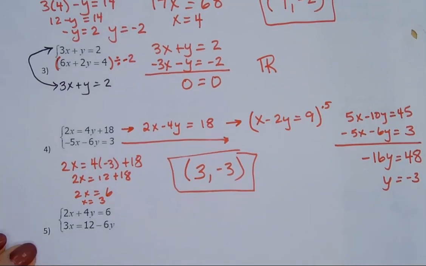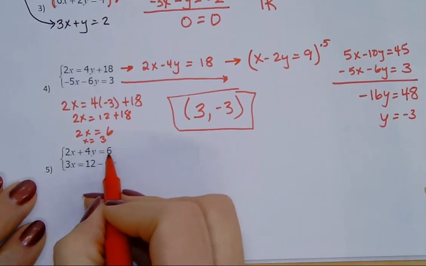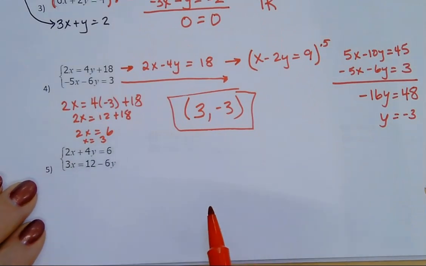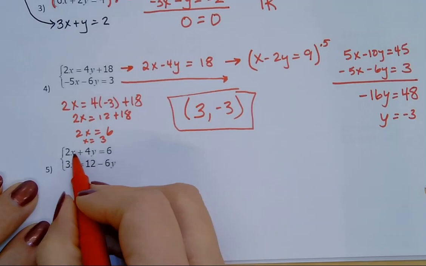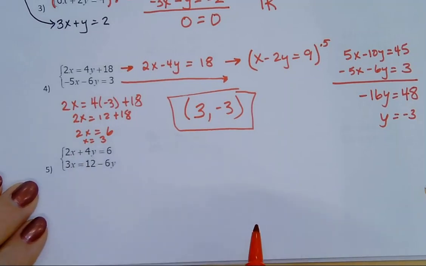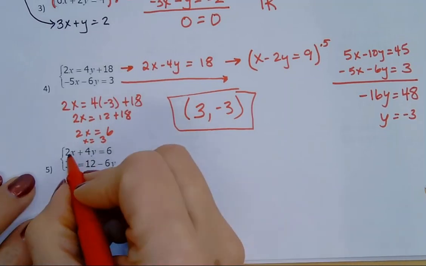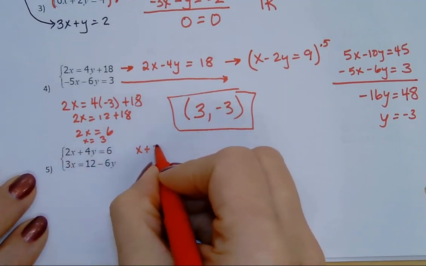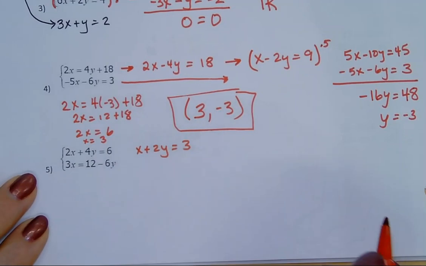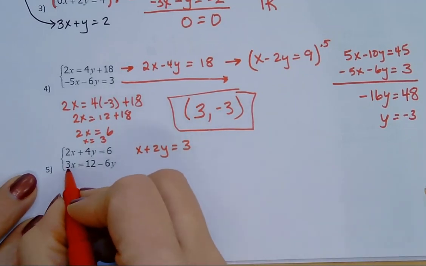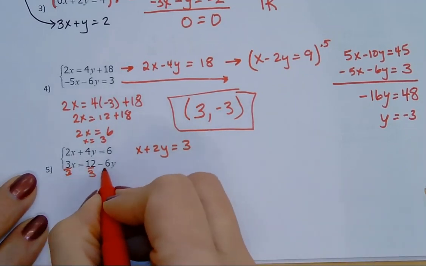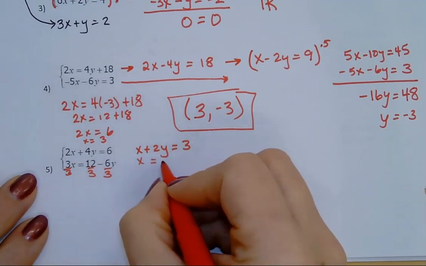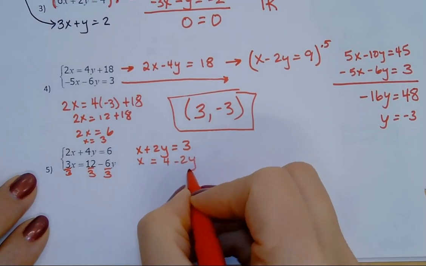Okay, and so we're going to look at our last problem here. 2x plus 4y equals 6, and 3x equals 12 minus 6y. I need to rearrange so that they are lined up properly, and also I've got some dividing to do. So I'm going to go ahead and divide my first equation by 2. So I have x plus 2y equals 3. My bottom equation, I'm going to divide everybody by 3. And so I have x equals 4 minus 2y.